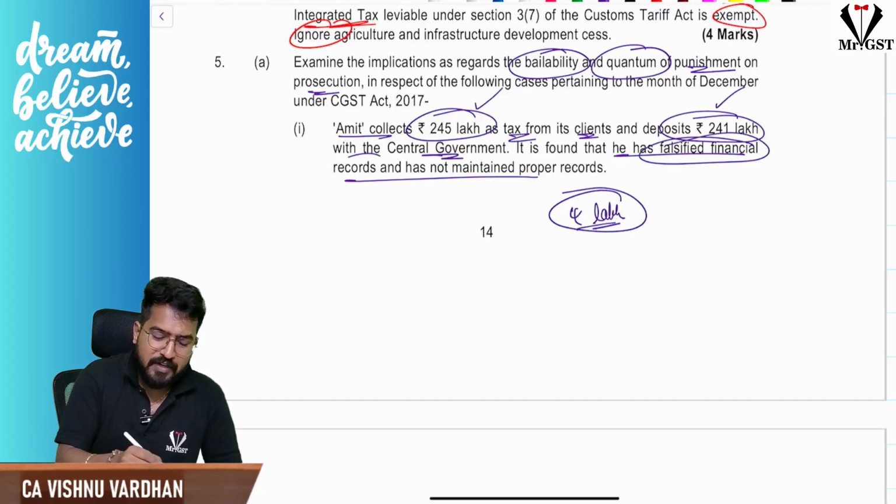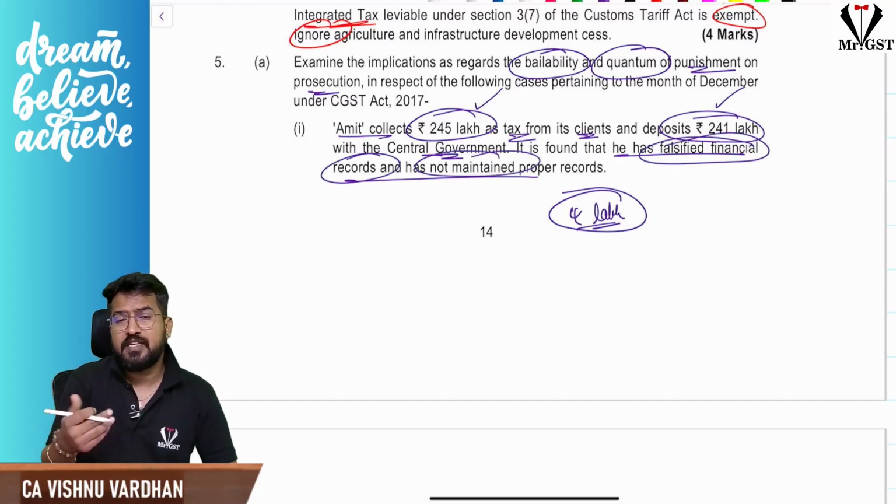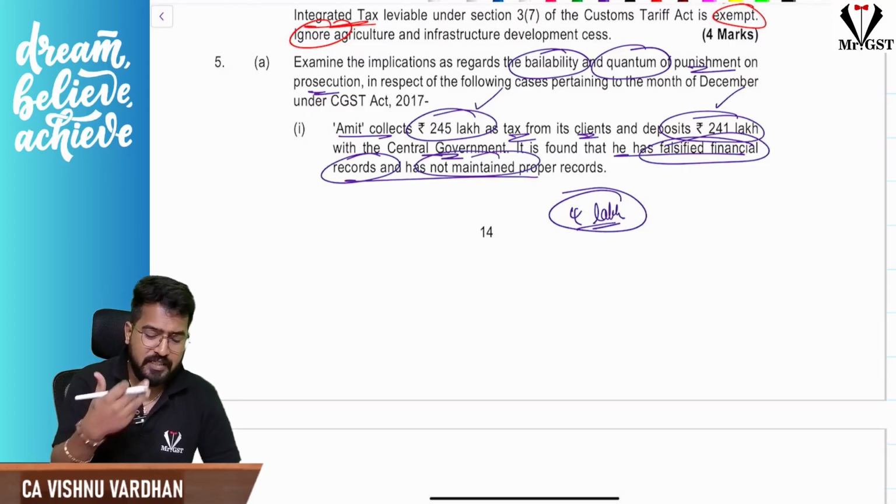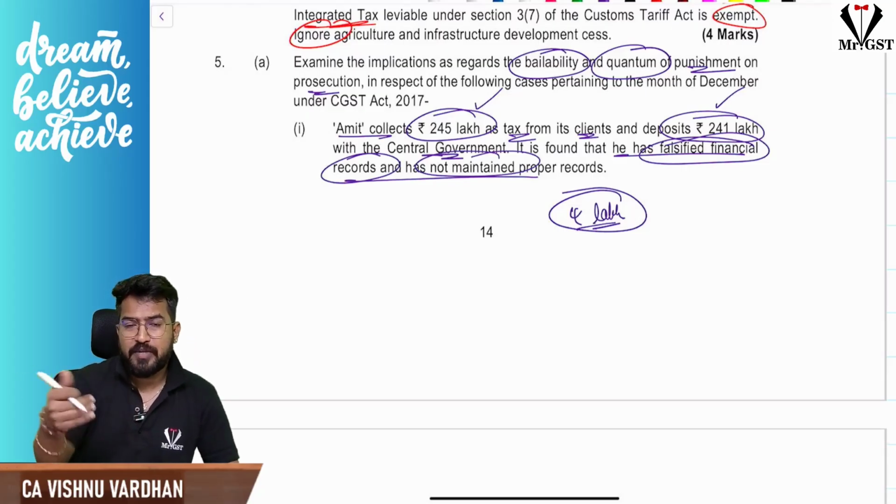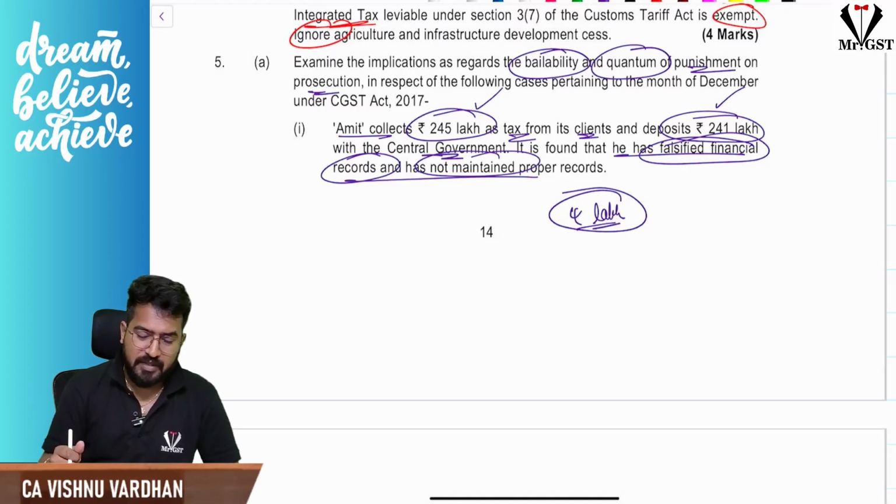Sir, falsified financial records also, not maintaining the proper records. If he has done it with an intention to evade taxes, obviously yes, there is imprisonment up to a period of 6 months. That is a maximum of 6 months imprisonment for falsification of the records.